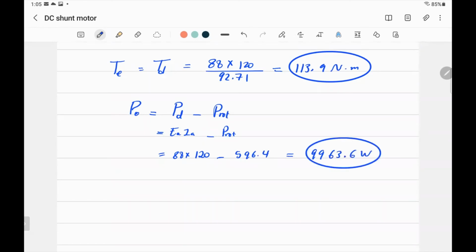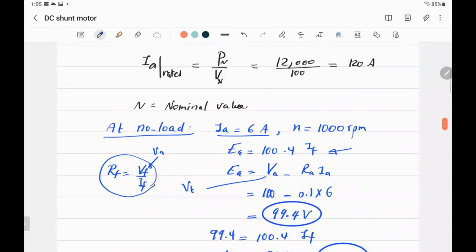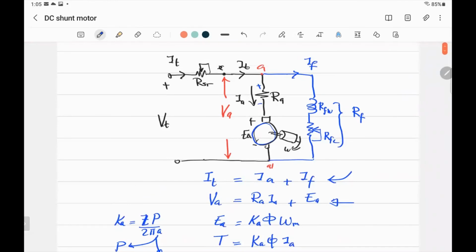I want to calculate the efficiency. The efficiency is output over input. Second question: how do you calculate the input of the DC shunt motor? Let me get the circuit here. That's the circuit. What is the input? You don't have a starting resistor, that's 0. So what's the input of this machine? Yeah, VT times IT. Okay, good.